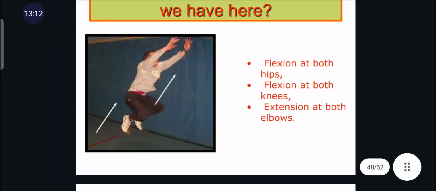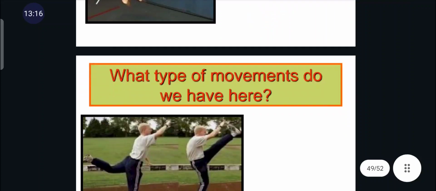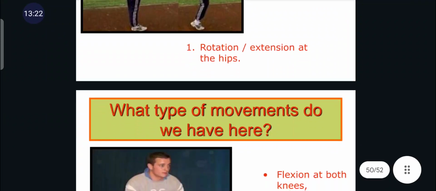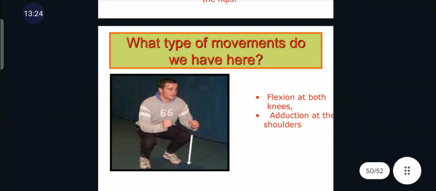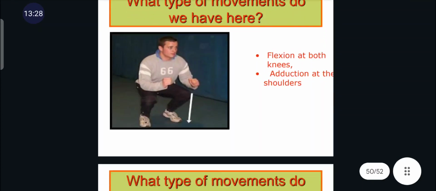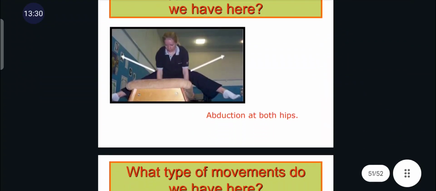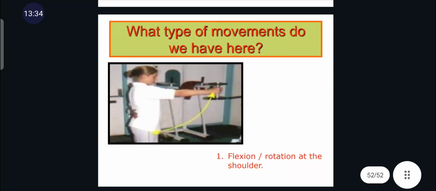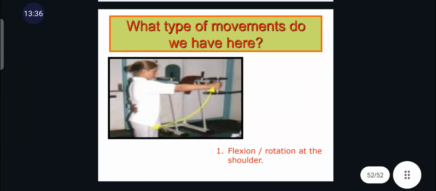Here we can see flexion at the hips, flexion at the knees, extension at the elbows. Here in this picture we can see the movements rotation and extension at the hips. Here we can see flexion at both knees, adduction at the shoulders, adduction of both hips, abduction. This is flexion and rotation of the shoulder.